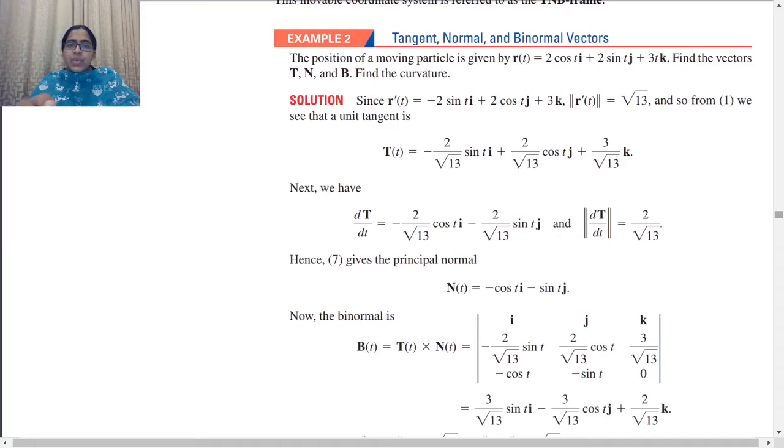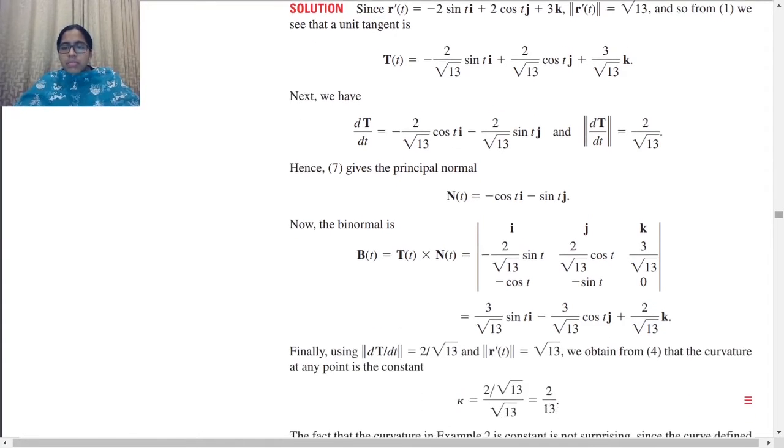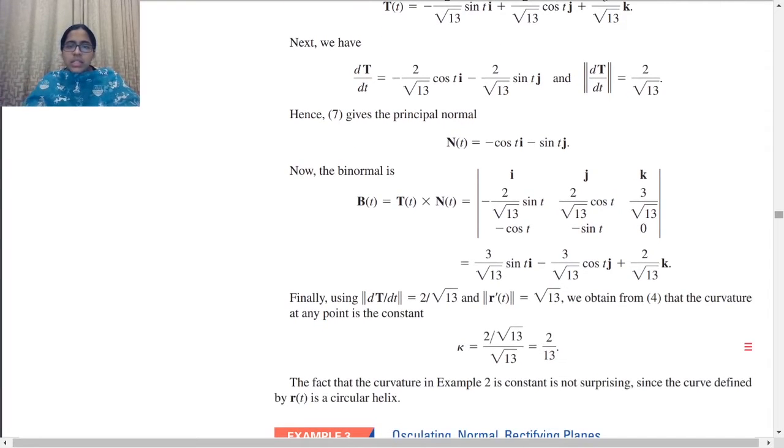Next, what do we have to find? We have to find the binormal. The binormal is given by the formula T cross N. We have found T and we have found the principal normal N, and using the cross product we can find the binormal, and that is 3 by root 13 sin t i minus 3 by root 13 cos t j plus 2 by root 13 k.